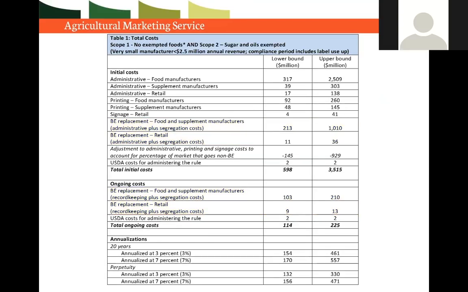Up to now, we've discussed the scenario where no foods are exempt from the NBFDS, which is denoted as Scope 1. For the RIA, USDA examined two alternative assumptions about the scope of the proposed rule. First, USDA examined a scenario where sugars and oils are exempted. This is called Scope 2.